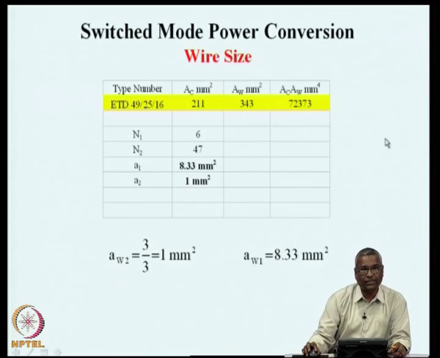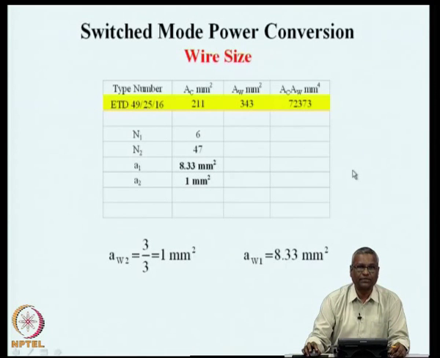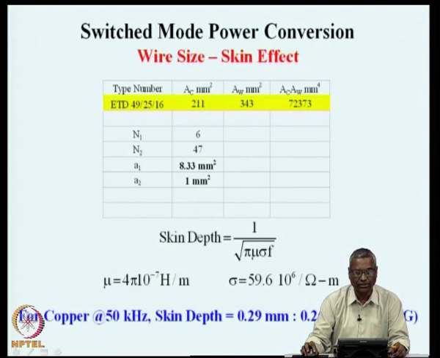The next selection is how big should be the size of each of these conductors, and this is again very simple to calculate, because the cross section of the conductor has to support the current. In this particular case, secondary carries a current of 3 amperes, and if we use a current density of 3 ampere per millimeter square, the secondary cross section of conductor will be 1 millimeter square. Primary cross section of conductor will be 8.33 millimeter square. This has a current of 25 amperes, divided by 3 amperes, roughly 8.33 millimeter square.